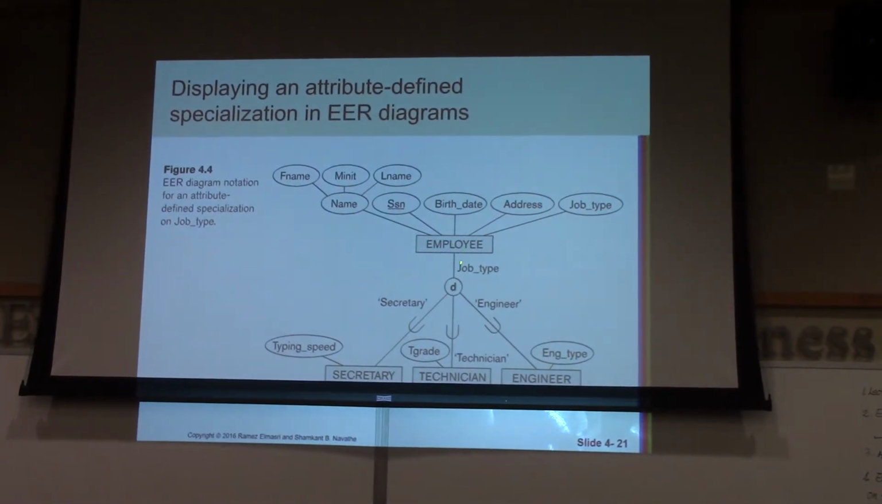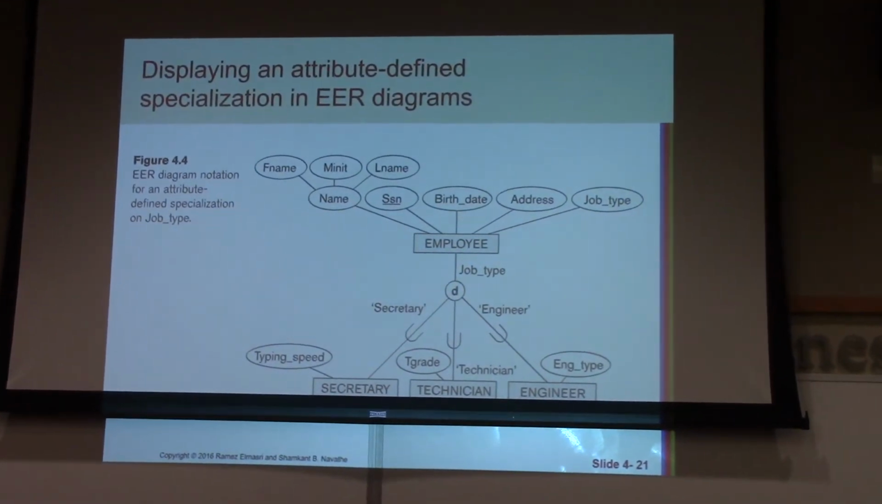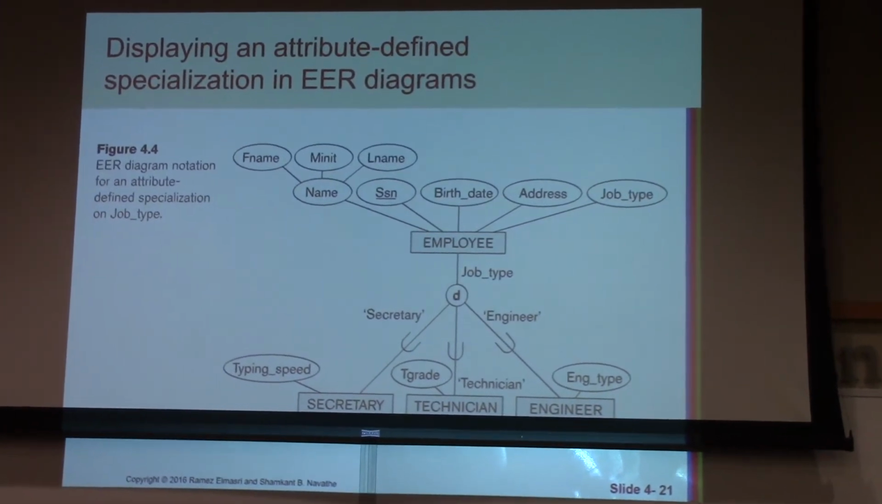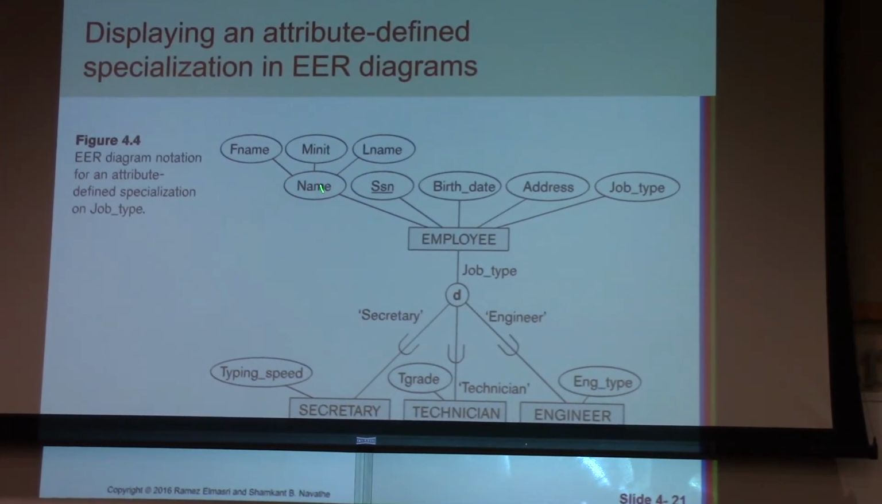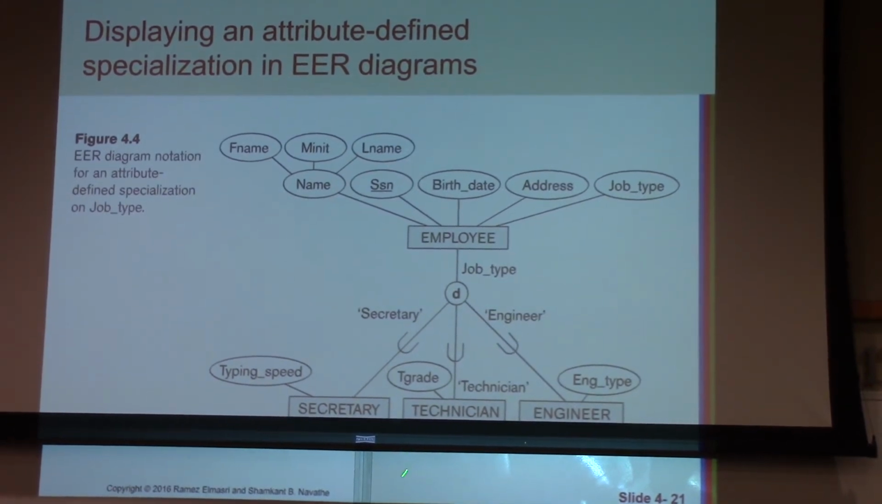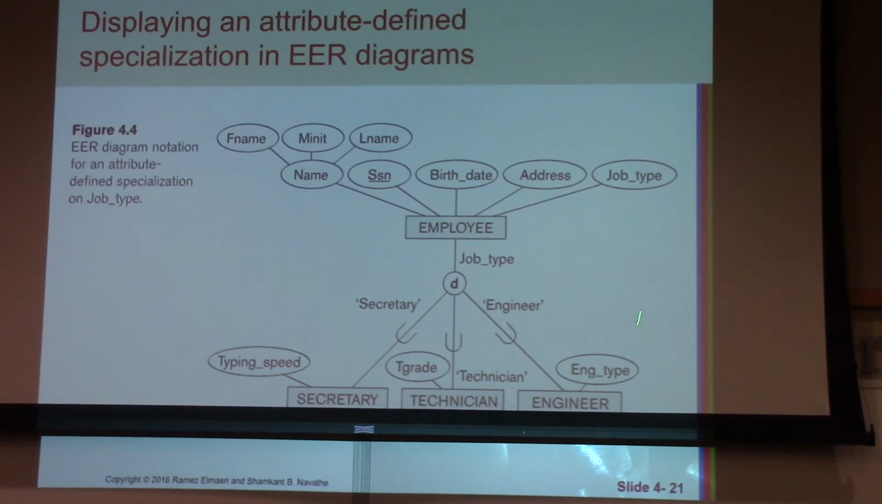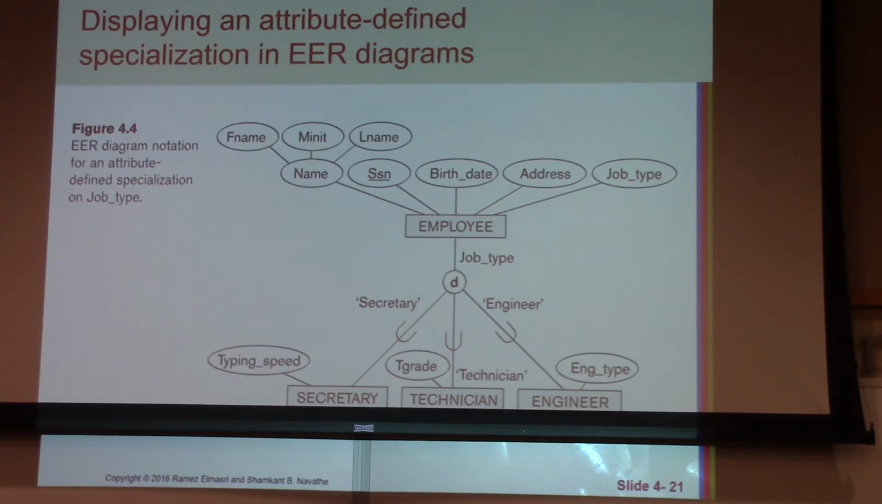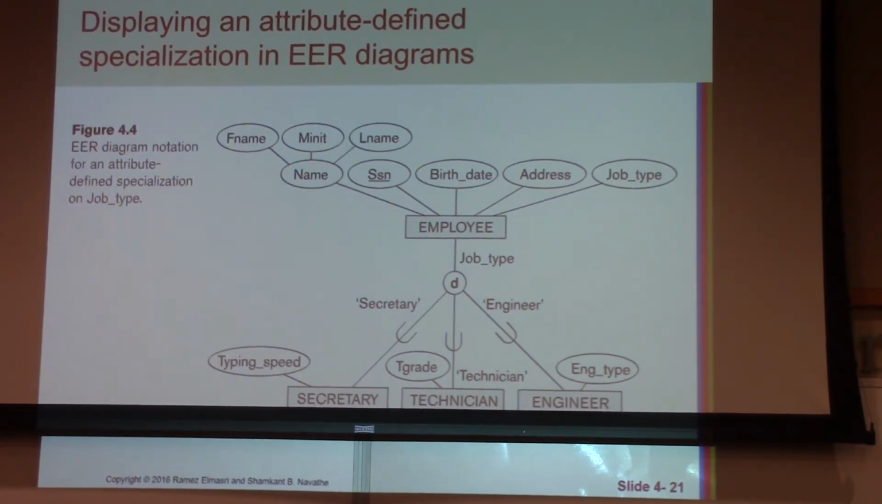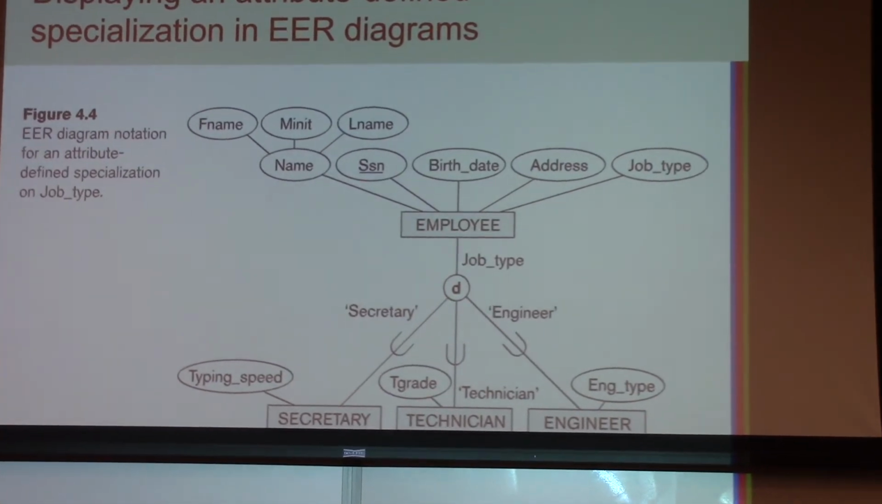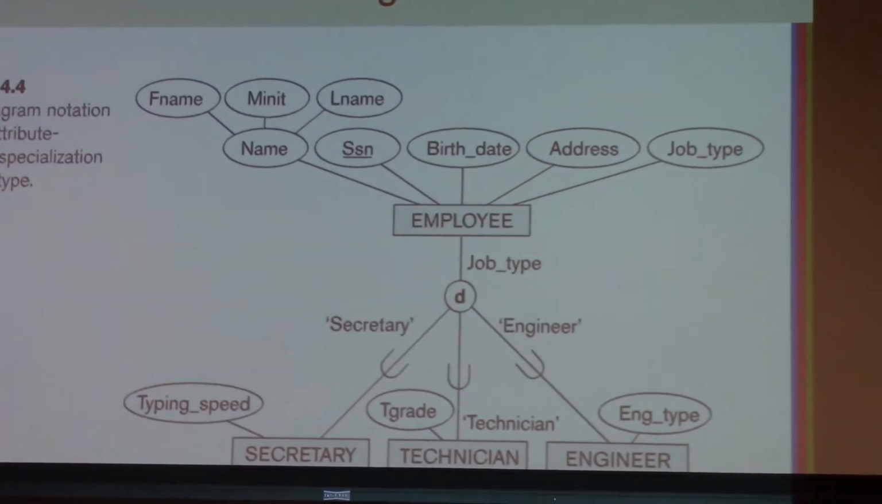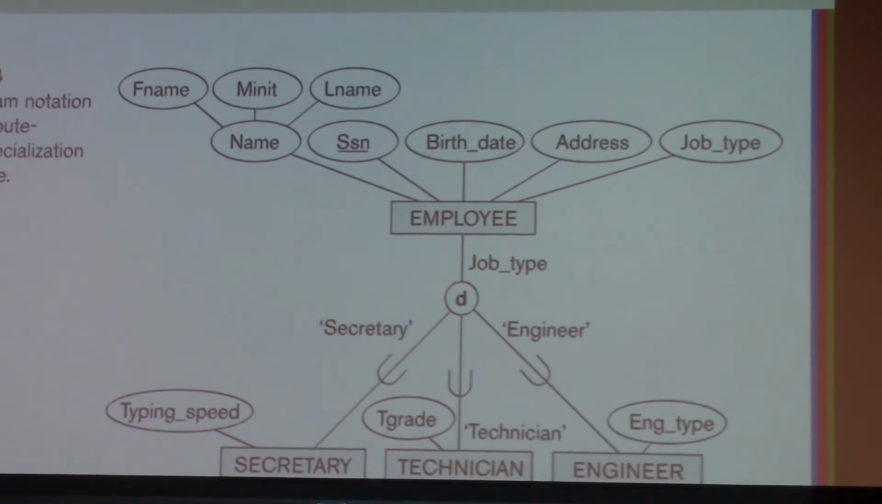And also sometimes there are single line and double line. Single line means it's partial, optional, which means there might be employees who are not a secretary, not a technician, not an engineer, just a general employee. At that time you can use a single line. However, if the first employee should be one of these, at least one of these, it can be multiple in case of overlap, so that it will be a double line. That is the full participation. We will see such a difference later, why it affects the database modeling.